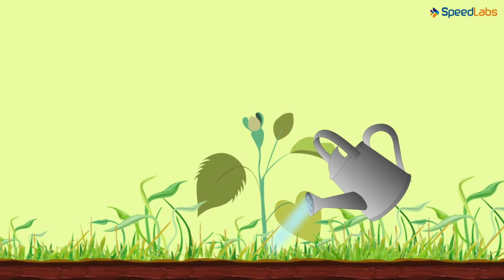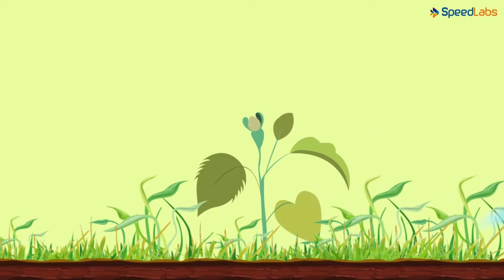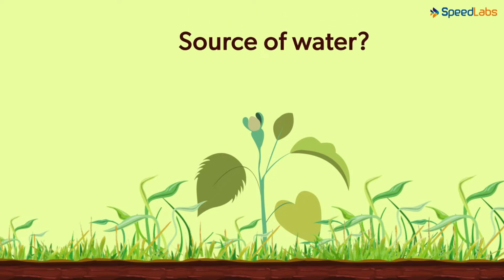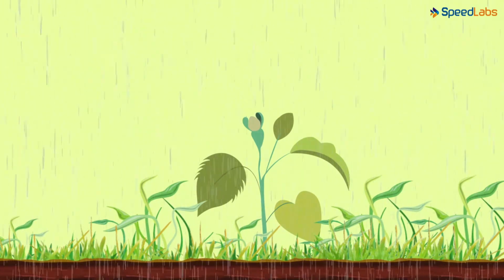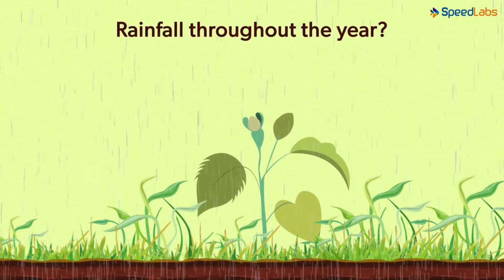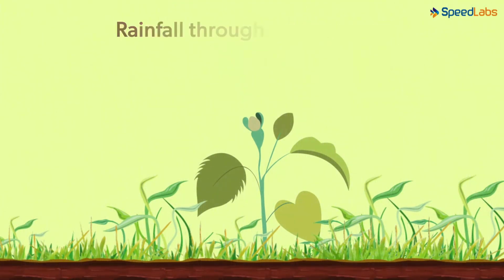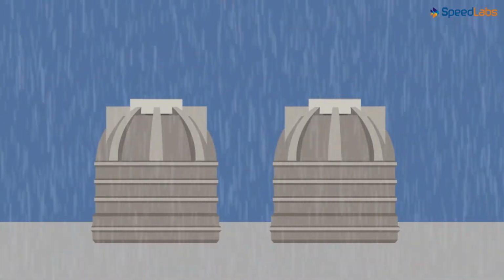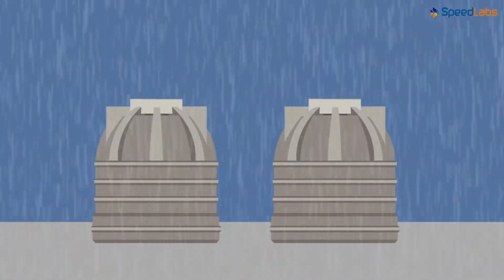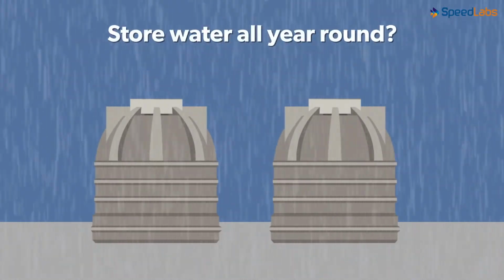Where do you think we get this water from? What, according to you, is the main source of water? Rain. Absolutely right. And do we have rainfall throughout the year? Unfortunately, we don't. How do we then get the water we need for the plants? You may say we can store water to fulfill our needs. But the question is, can we store water all year around?